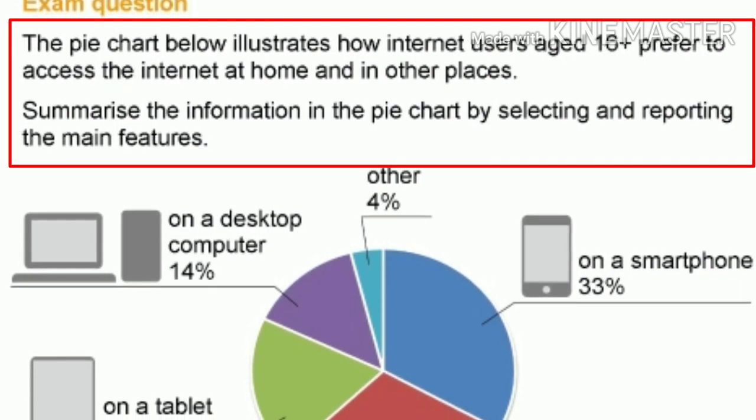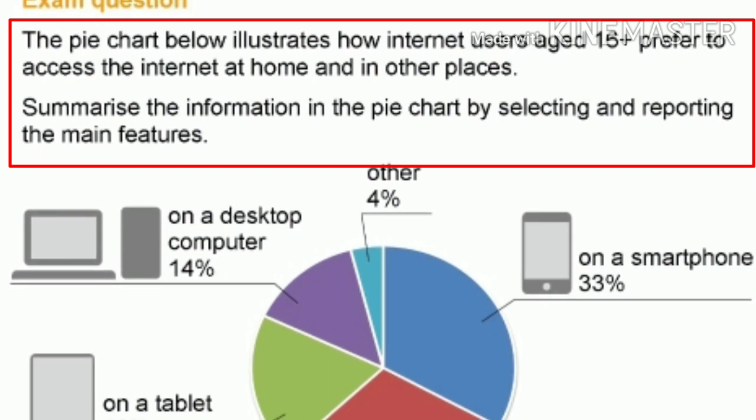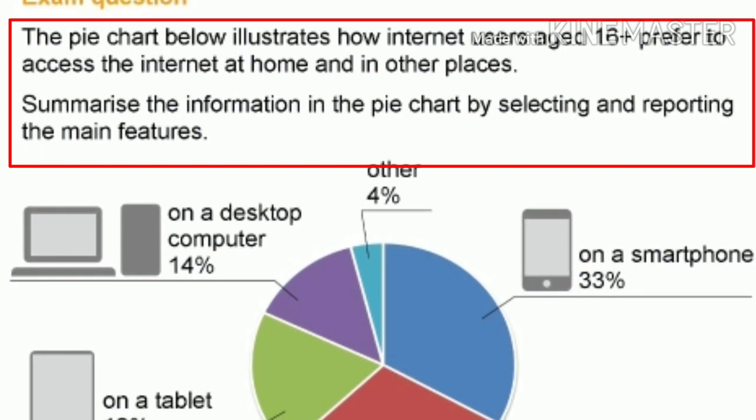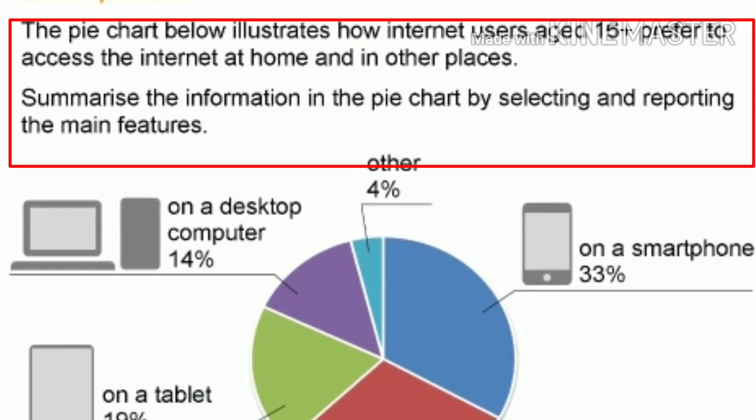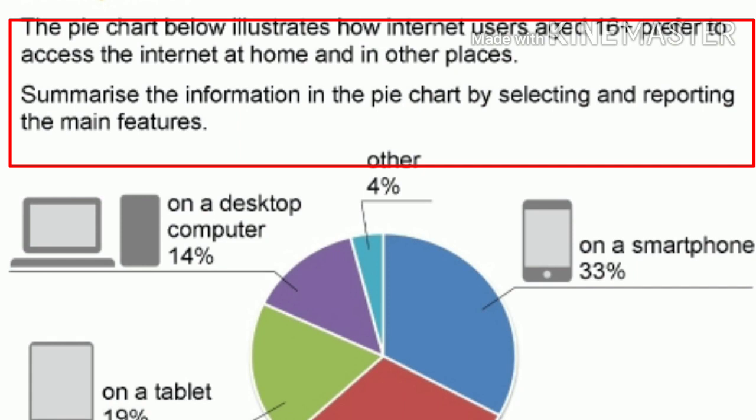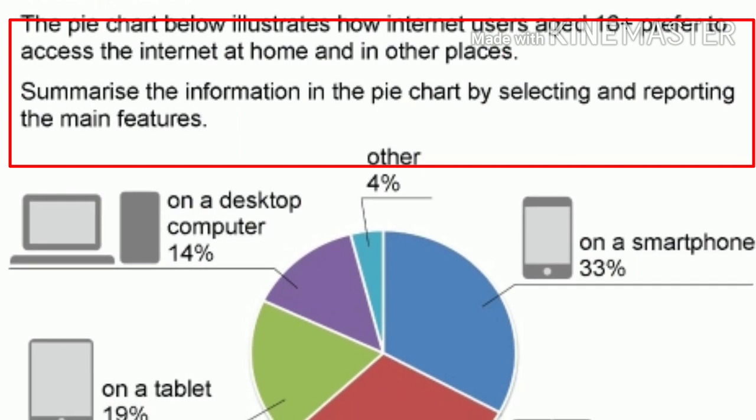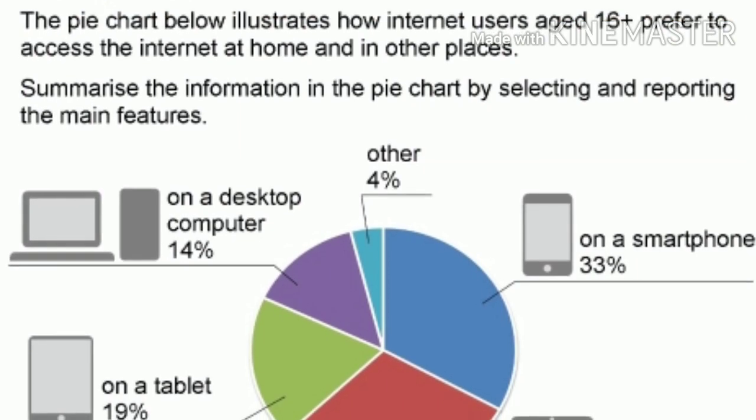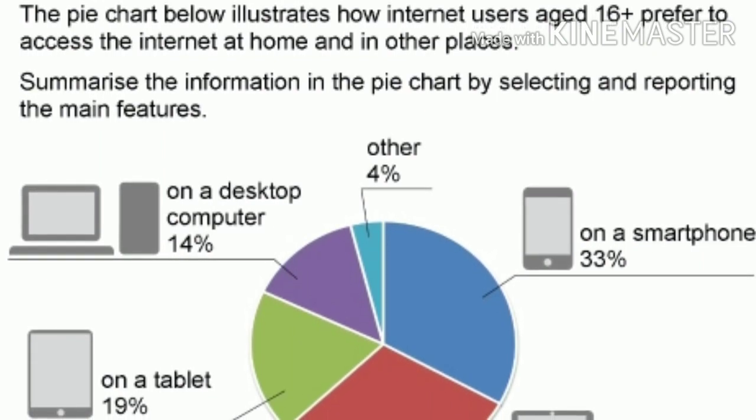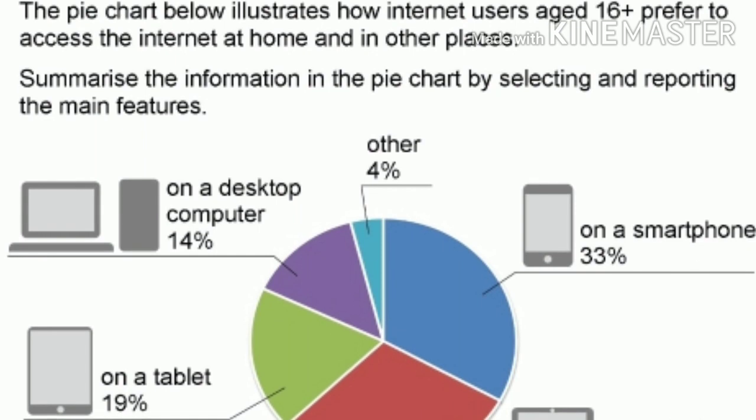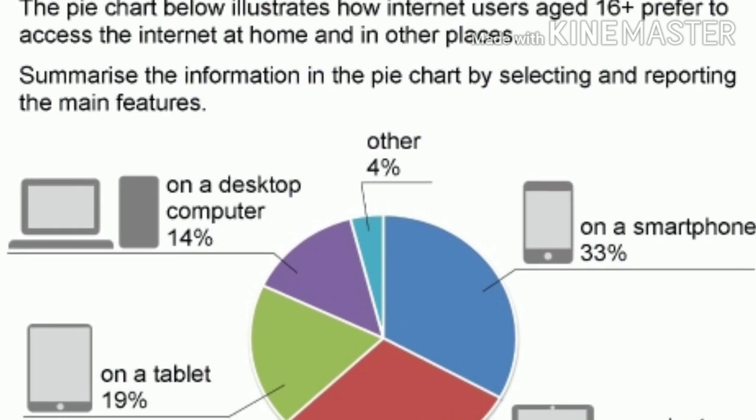Let us observe this question based on a diagram. The question is, the pie chart below illustrates how internet users aged 16 plus prefer to access the internet at home and in other places. Summarize the information in the pie chart by selecting and reporting the main features.